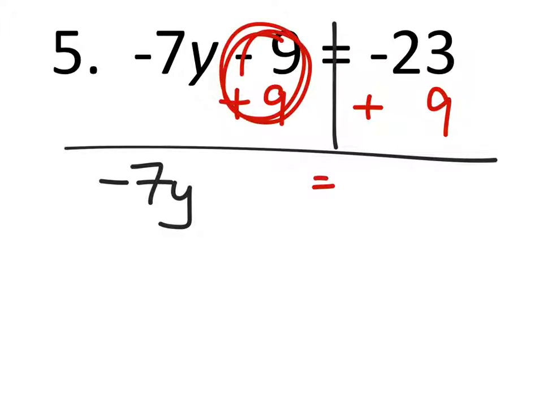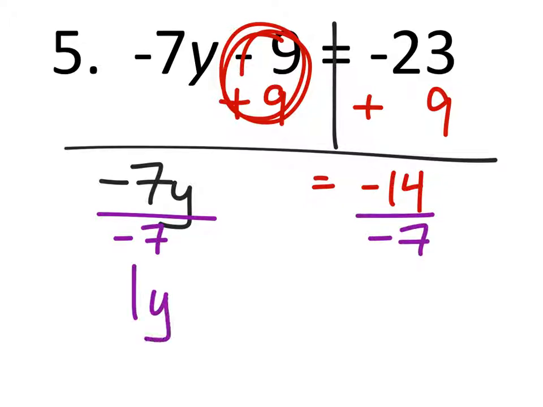And I've got negative 23 plus 9, which is negative 14. Nice thing about all our answers right now is they're coming out as whole or integer type values, meaning there's no decimals or fractions yet. And to solve this, I would divide by negative 7. Again, what that does is it creates a 1y, but we don't usually show that 1 there. So negative 14 divided by negative 7. There's 2 negatives, so we know it's a positive answer. 14 divided by 7 is 2. But again, we don't show the positive either.